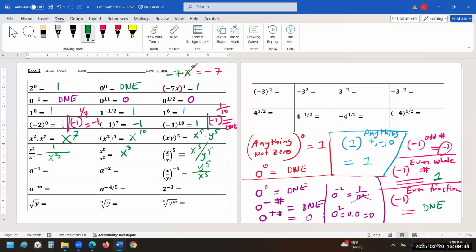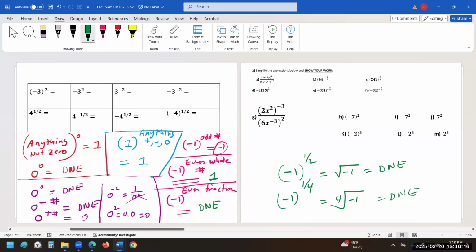And now comes the negative rules. A to the -1 is 1 over a. Always a fraction. What about a to the -2? It is 1 over a to the +2. A to the -m is 1 over a to the +m. And when you write the 1, it has to be a big line, okay?